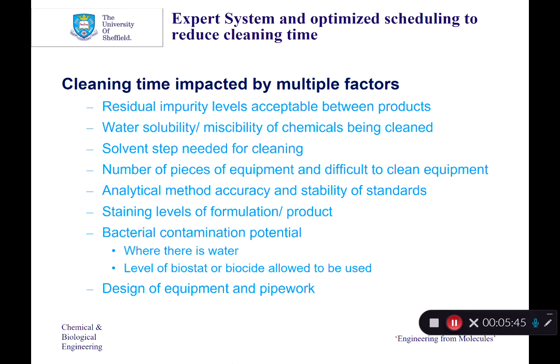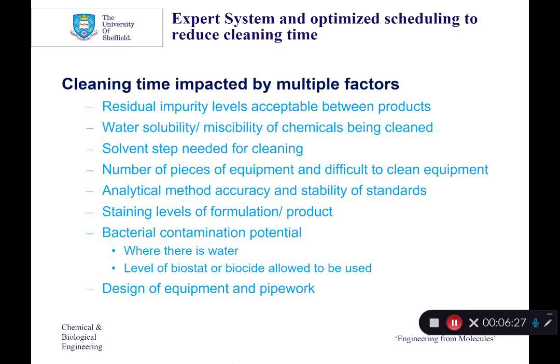And here are a number of the factors that are important in that optimization. Clearly, the quality levels that you need to clean between, or the residual impurity levels that you need to clean between products, can make a huge difference. And that might be 750 ppm between the products, or it might be less than 1 ppm between products, and clearly that can make a huge difference. Water solubility, or whether there's solvents there, the number of pieces of equipment and how difficult to clean that equipment is, the analytical method accuracy and the stability of the standards.